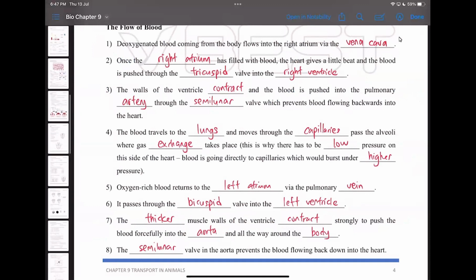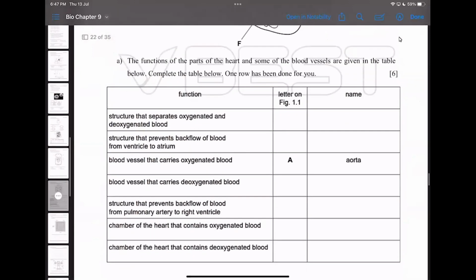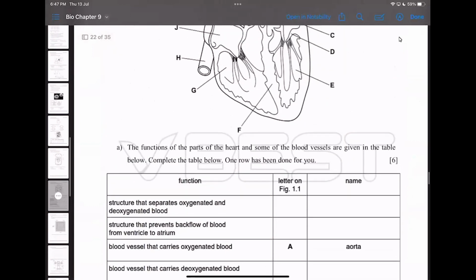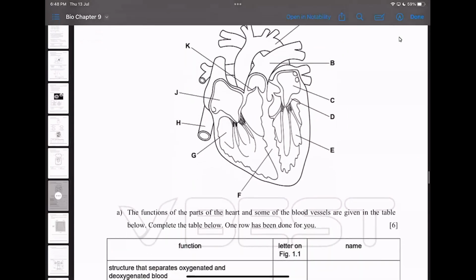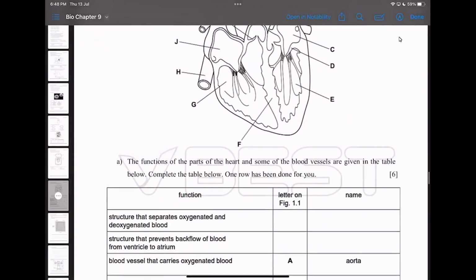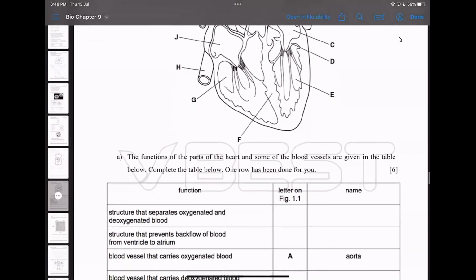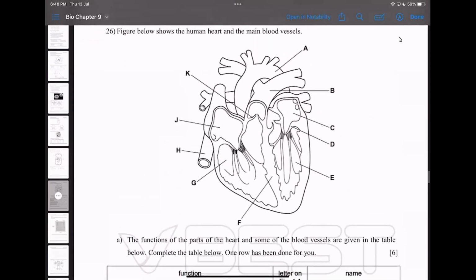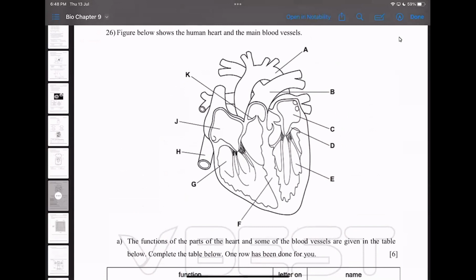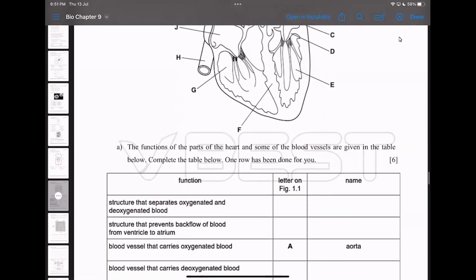So now I want you to try the questions on page 22. Okay, so over here we say the figure below shows the human heart and the main blood vessels. Question A, the function of the part of the heart and some of the blood vessels are given in the table below. Complete the table below. 1 row has been done for you. So you can use the letters from the diagram and also do the naming for the parts that have the correct description.